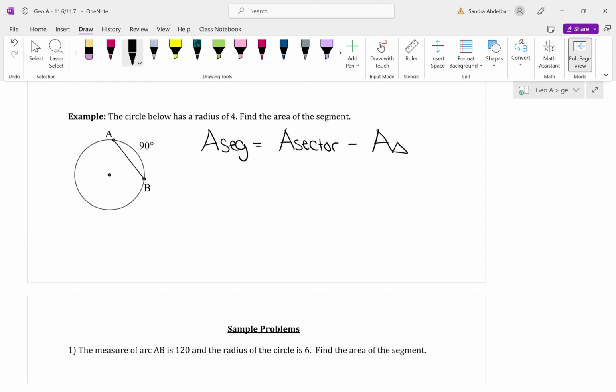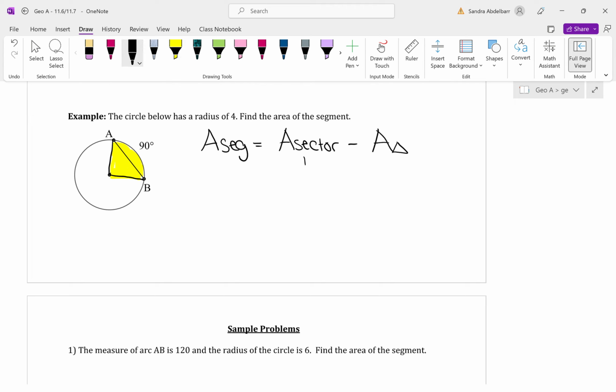Who remembers how I create the sector? Because I don't have a sector right now. Who remembers how do I create a sector? You draw the radius. You got it. I'm going to draw a radius from the center to A and a radius from the center to B. So then that gives me our right triangle, because of the 90 degrees. Very good.